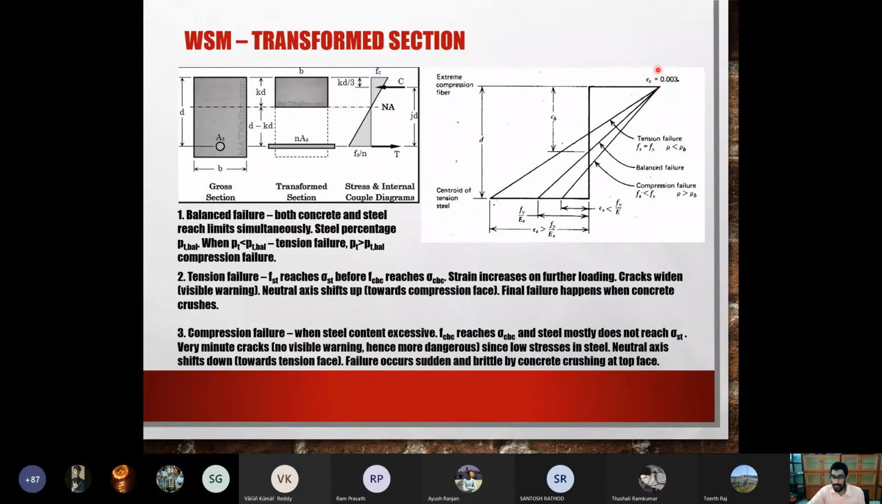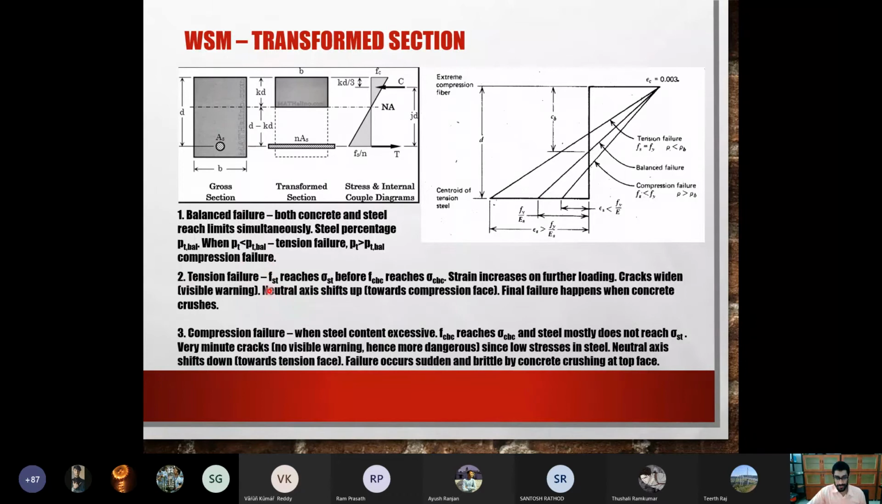So if it's a balanced failure, concrete will reach 0.0035. Steel will also reach its yield strain, which is Fy by Es, which is this point. So in a balanced failure, this is your stress strain diagram. The bottom will be Fy by Es. Top will be 0.0035 for all failures. The second is known as a tension failure.